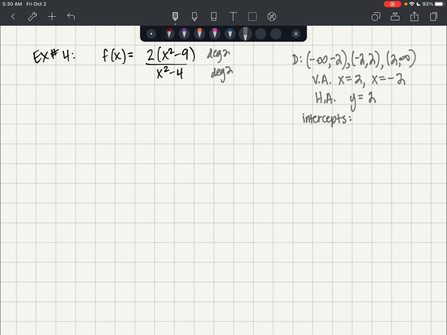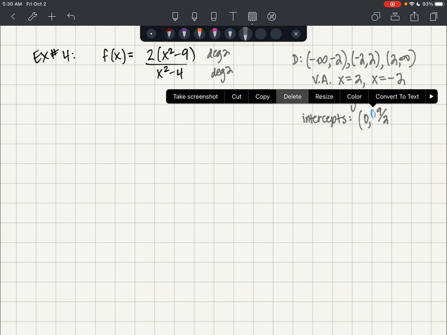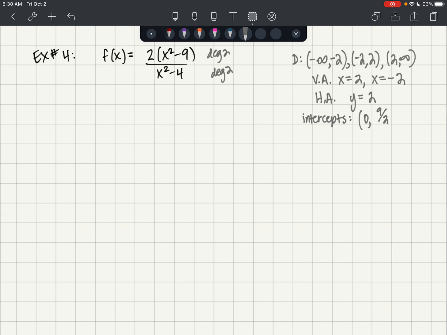So when x is 0, we have an intercept of 2 times negative 9, which is negative 18, over negative 4. So when x is 0, we have positive 9 halves. Negative over a negative is a positive, so that would be a positive 9 halves. So we'd have 2 times negative 9 over negative 4, negative over a negative.